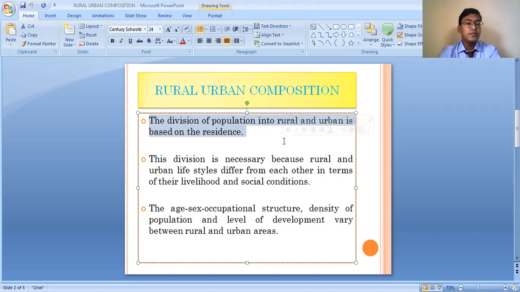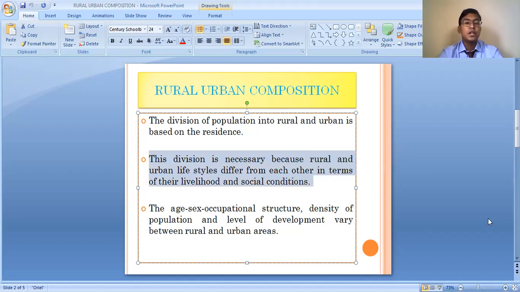The people living in the rural areas who are engaged in the agricultural sector, in animal husbandry, or in mining and quarrying activities are known as the rural population. Whereas the people living in the towns and the cities who provide different kinds of services or are working in different industries are known as the urban population. This division is necessary because rural and urban lifestyles differ from each other in terms of their livelihood and social conditions.